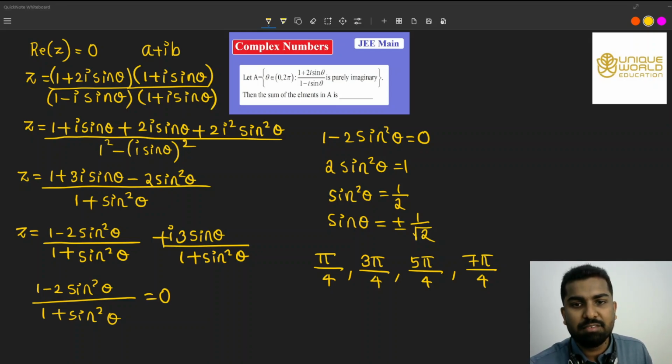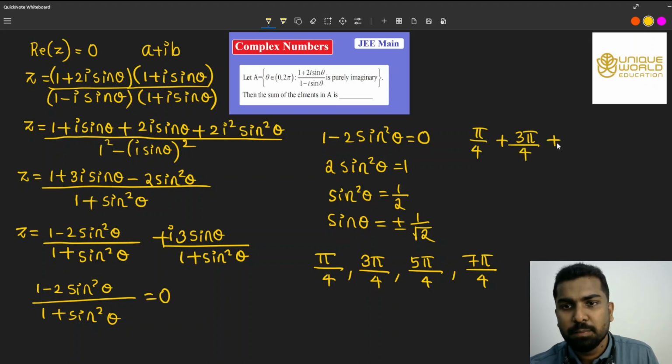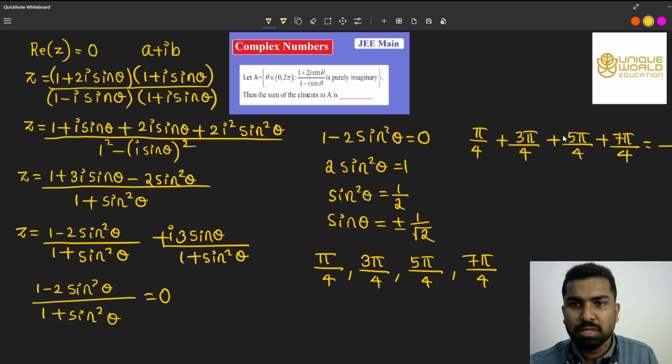Now what is the question? The question asks for the sum of the elements in the given set A. So we have to find the sum of all these values. What are we getting? pi by 4 plus 3 pi by 4 plus 5 pi by 4 plus 7 pi by 4. That will be equal to, denominator is 4 and in the numerator we have 7 plus 5, 12, 12 plus 3, 15 plus 1.